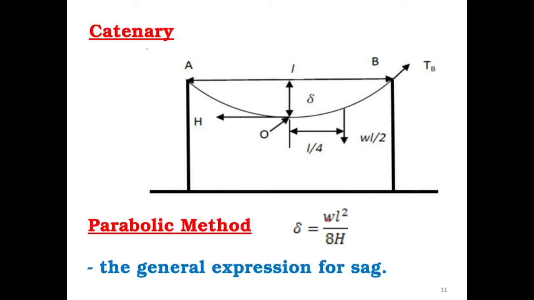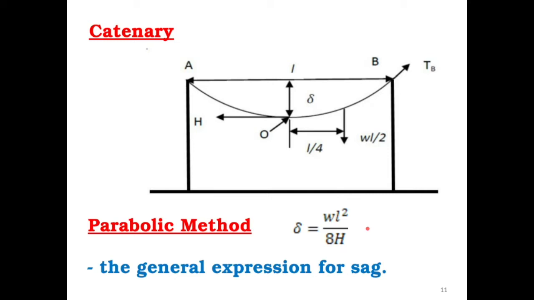Now, this weight is not only its own weight due to the conductor material, it also includes the weight due to ice deposition on it during cold winter, and maybe other factors in some cases. So we have three factors for the sag calculation using the parabolic method: the weight of the conductor, the span, and the tension working on the conductor. Weight is directly connected to the sag, so sag will increase if we increase the weight of the conductor.